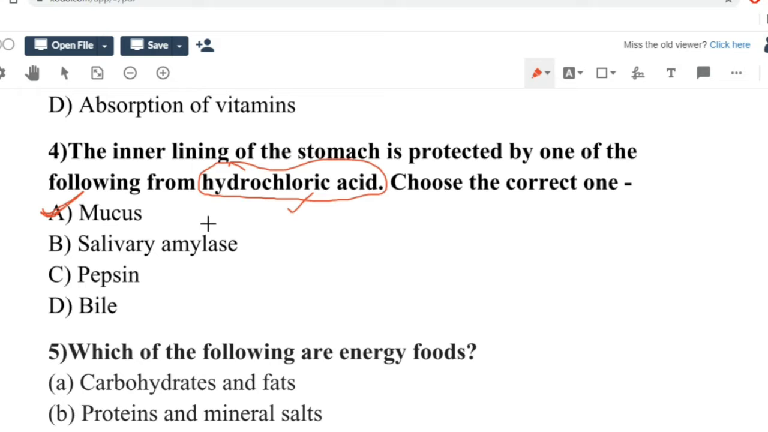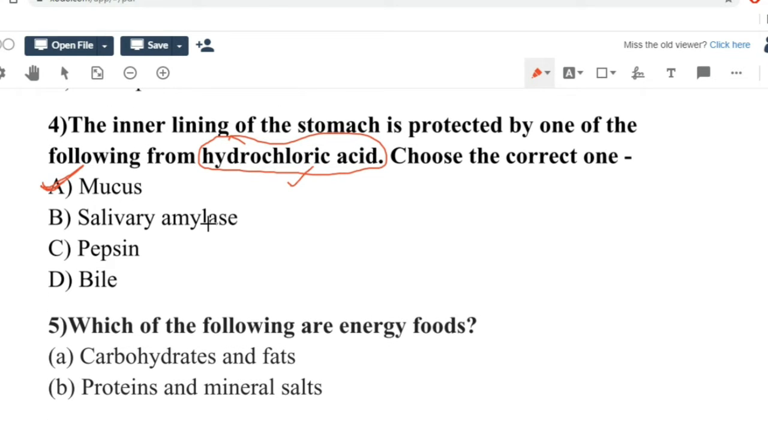Salivary amylase is present in the saliva, which is present in the mouth. Bile is secreted by the liver. Pepsin is an enzyme which is present in the stomach, but the inner lining of the stomach is protected by the mucus.